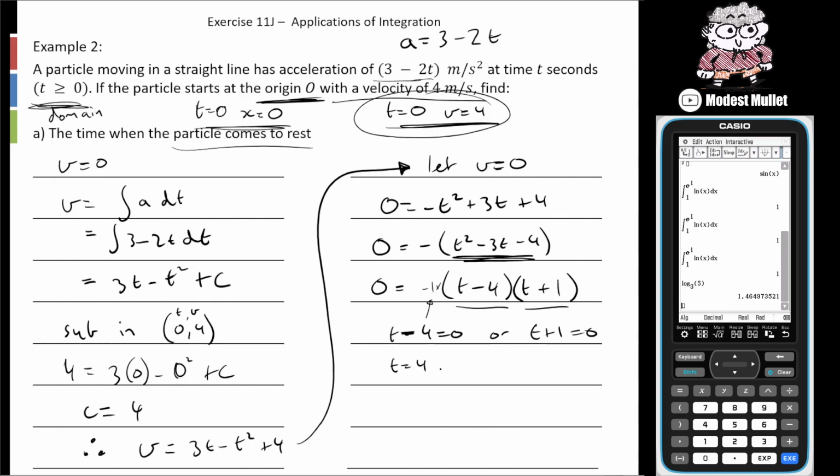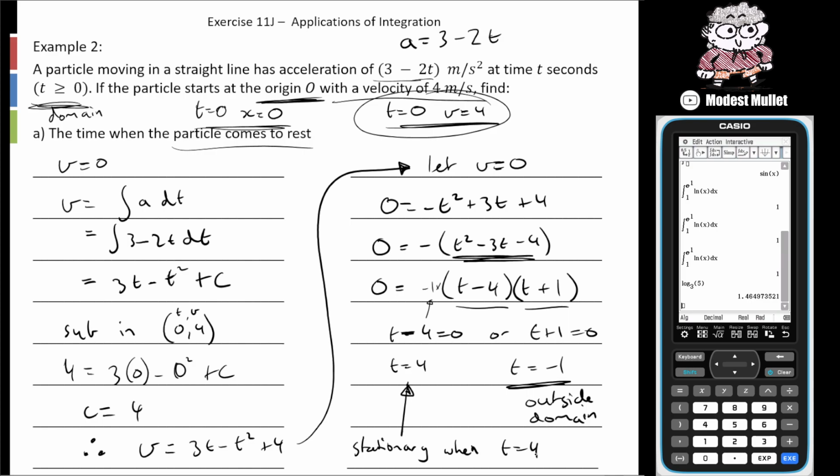So we get t is equal to 4. T is equal to -1. This is outside the domain, which is why I highlighted this before. Whenever you're given information like that, may as well make a note of it. Hopefully that rings a bell once you find some values. So the particle is stationary. This is an applied problem, so we generally want to answer in words. Stationary when time is equal to 4.